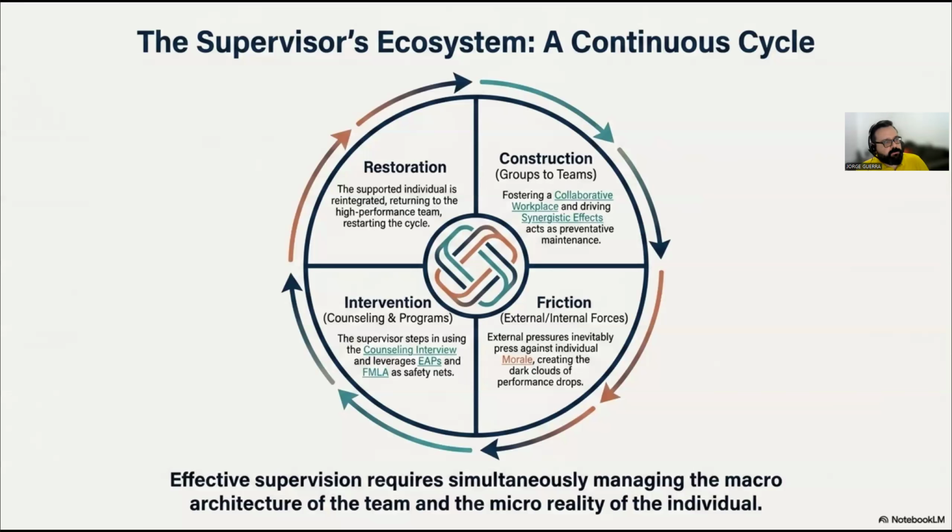So let's wrap it up here, guys. So great supervisors build strong teams, manage dynamic groups, support individuals, solve problems early. And the biggest takeaway, you're not just managing work, you're managing an ecosystem of people, right?